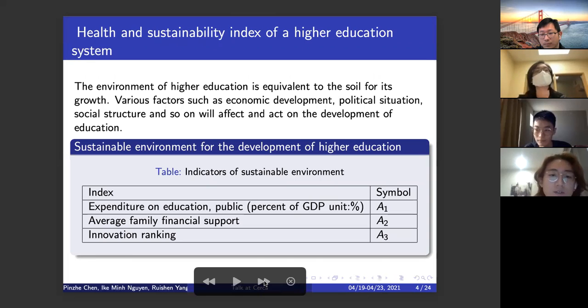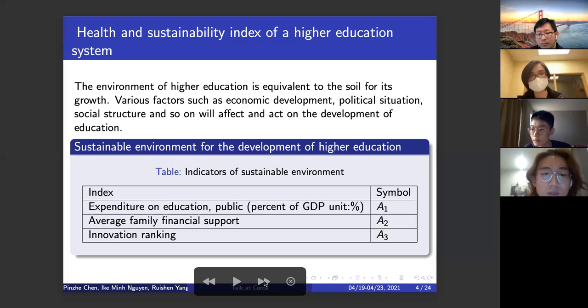So we first defined a set of indicators of a healthy and sustainable higher education system. The first indicator is the index of the sustainable environment for the development of higher education. We believe that a sustainable environment contains three important aspects: sufficient financial support from government and from the family, and great innovation.